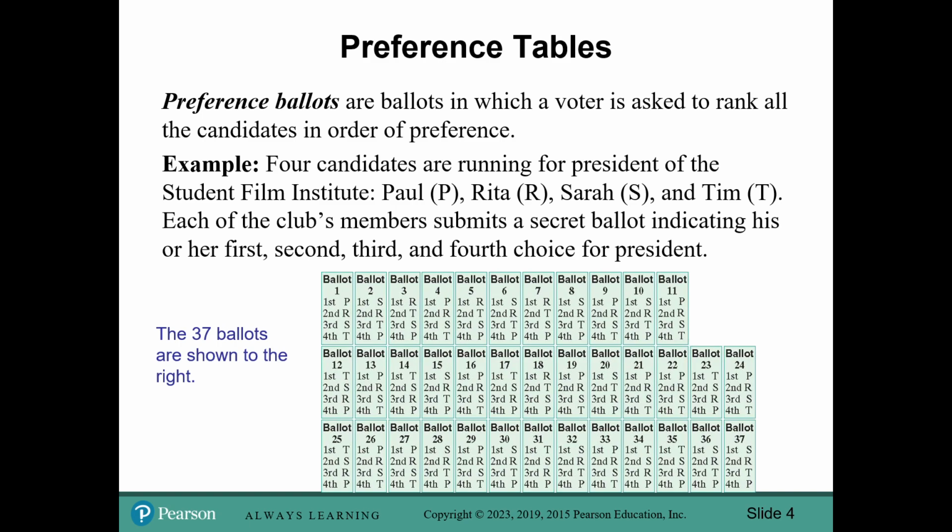So you can see each of these individual ballots here, 1 through 37, and the ranking that they have for each of these individuals. Okay, so someone like the first one ranks it PRST, so they rank Paul first, Rita second, Sarah third, Tim fourth. The second ballot ranks Sarah first, Rita second, Tim third, and Paul fourth, and so on to the 37th ballot.